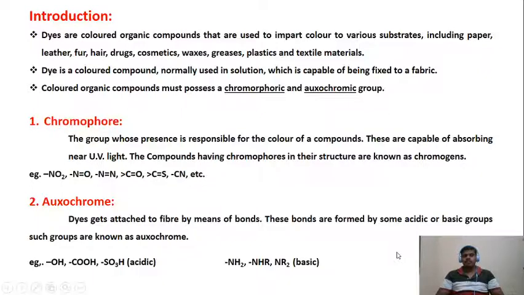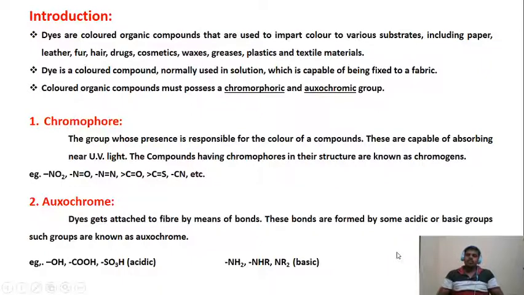So the whole compound is called the chromogen, and these groups are called the chromophore. Because of the presence of these groups, it shows the capacity of absorbing near the UV light. So this is all about the chromophore.